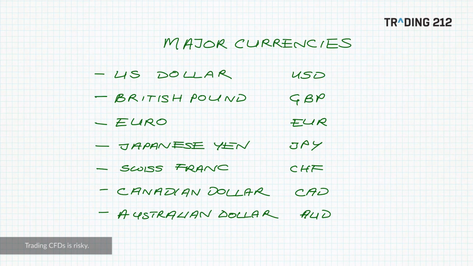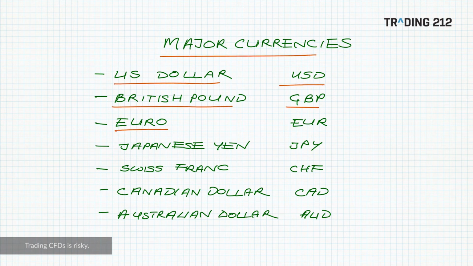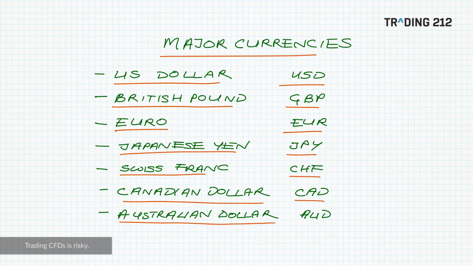So what we're going to focus on in this video are the central banks for the major currencies. So let's just quickly go back over what we mean by the major currencies. So a quick reminder then of the 7 major currencies: the US dollar, the USD, the British pound, GBP, the euro, EUR, the Japanese yen, JPY, the Swiss franc, CHF, the Canadian dollar, CAD, and the Australian dollar, AUD.